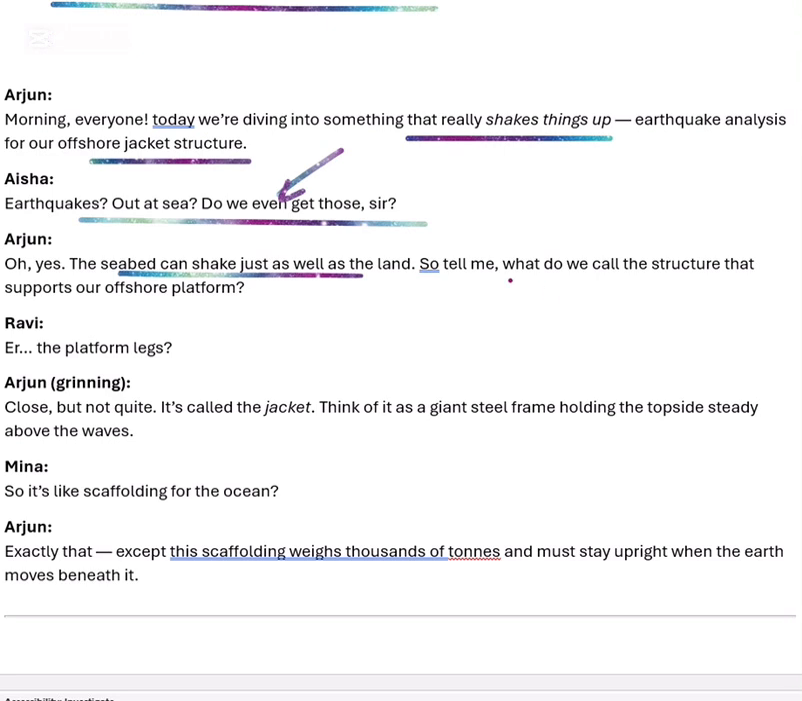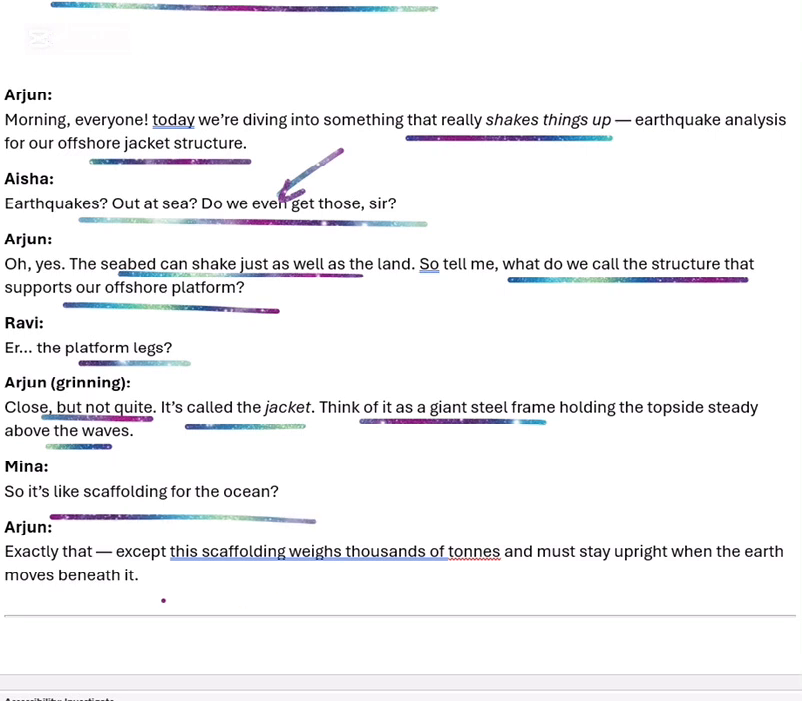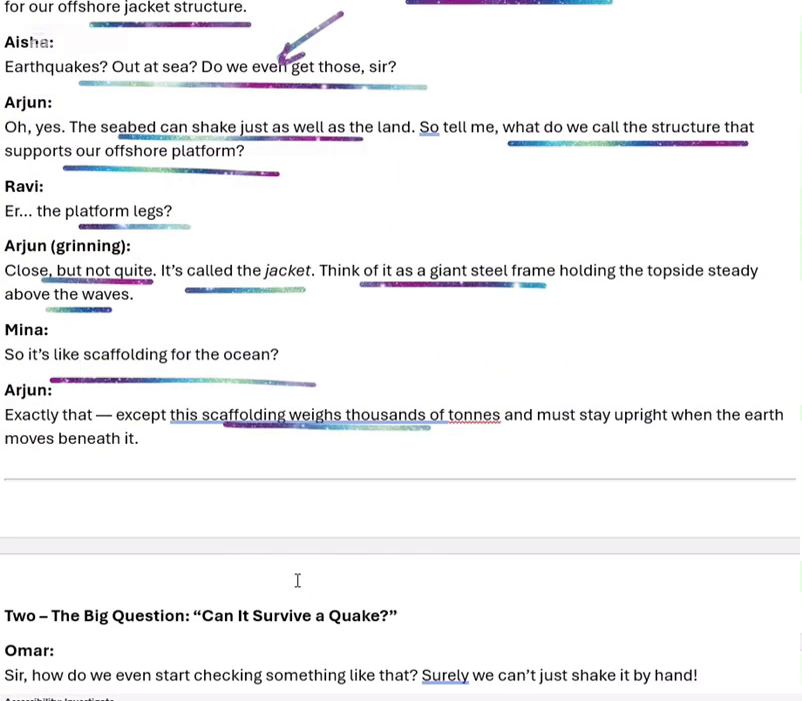So tell me, what do we call the structure that supports our platform? The platform is close but not quite. It's called the jacket. Think of it as a giant steel frame holding the topside steady above the waves. So it's like scaffolding for the ocean. Exactly that. Except the scaffolding weighs thousands of tons and must stay upright when the earth moves beneath it.